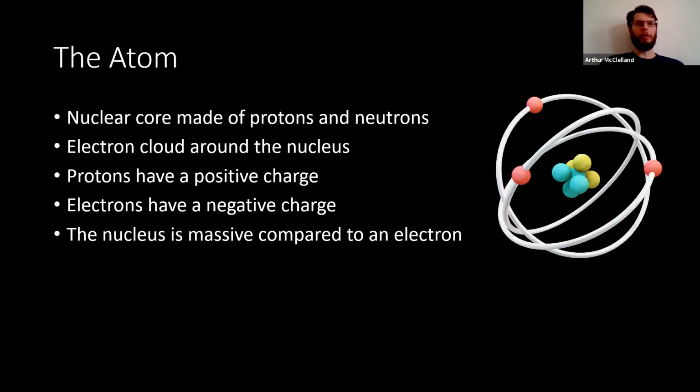What do these building blocks look like? Well, if we take a picture of the atom, in very simplistic terms, we have a nuclear core, which has protons and neutrons, and we have an electron cloud around the nucleus. The protons have a positive charge, the electrons have a negative charge, and the nucleus is massively heavy compared to the electrons.